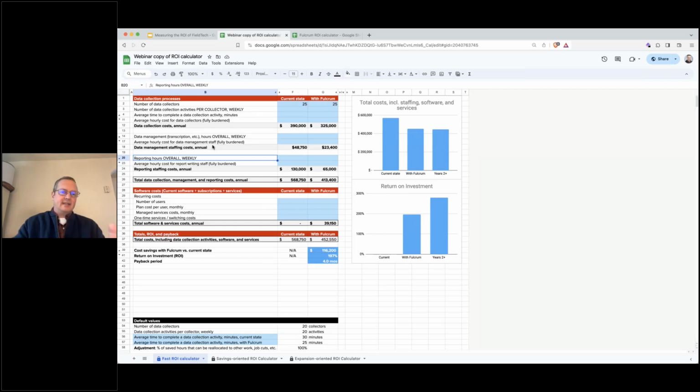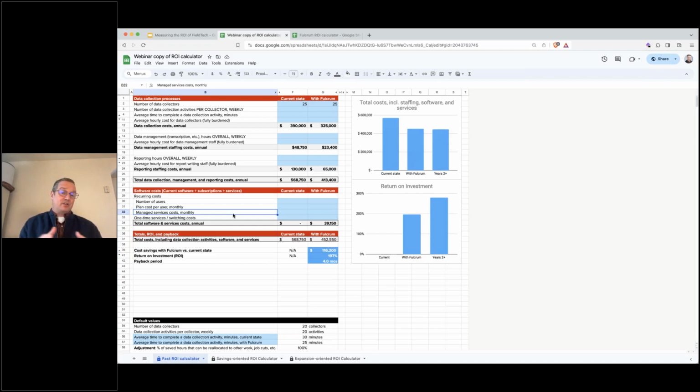And we're going to look at how to understand the costs in the current state, and by adding Fulcrum, which is just one piece of FieldTech. I get that, but the concept is the same for anything within your FieldTech ecosystem. But that's just the costs of the processes that we're engaged in, right? We also need to consider the software and services costs, and any other kinds of additional requirements we might have.